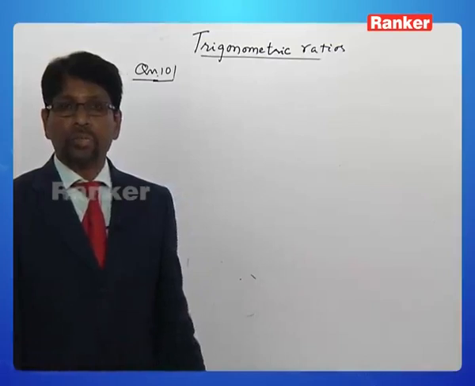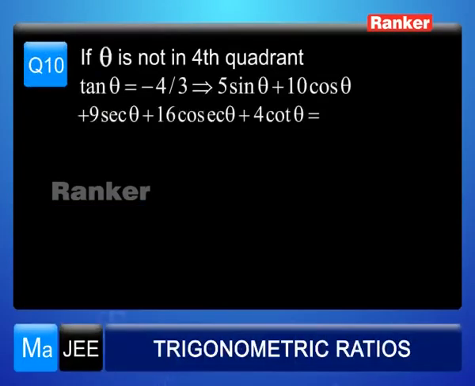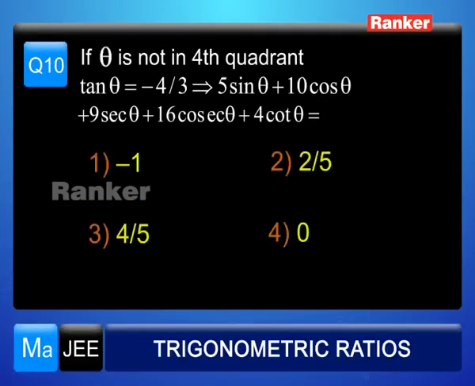So let's move on to the next question, question number 10. If theta is not in the fourth quadrant and tan theta is equal to minus 4 by 3, it implies 5 sin theta plus 10 cos theta plus 9 secant theta plus 16 cosecant theta plus 4 cot theta is equal to: first option minus 1, second option 2 by 5, third option 4 by 5, and fourth option 0.